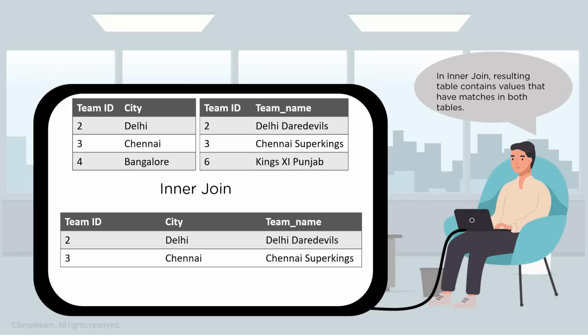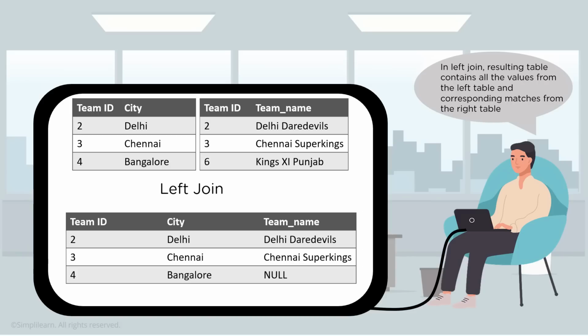So we can see here that we have Delhi and the Delhi Daredevils. We also have Chennai and the Chennai Super Kings. We have Bangalore, and then we have this team that doesn't exist in Bangalore. And so, since these two don't match, since we have 2, 2, 3, 3, but then we have 4 and 6, these two don't exist in our resulting table because they don't have matches in both tables.